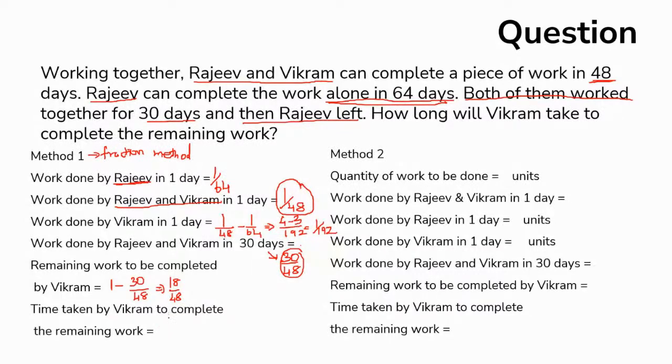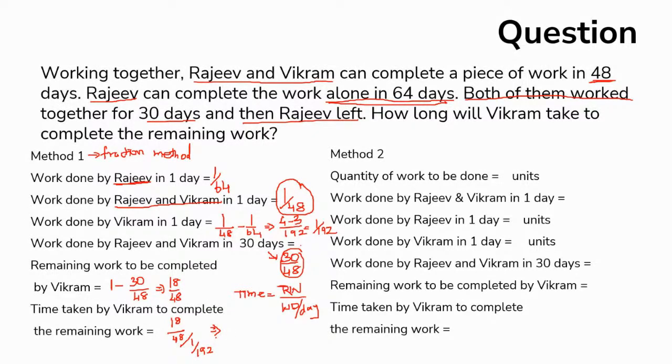So as we have already seen, time taken is given by total work out of work done per day. But the problem here is we are not calculating time taken for total work. It is here for remaining work. So the formula changes into remaining work out of the work done per day. So remaining work is 18 by 48 and work done per day by Vikram is 1 by 192.